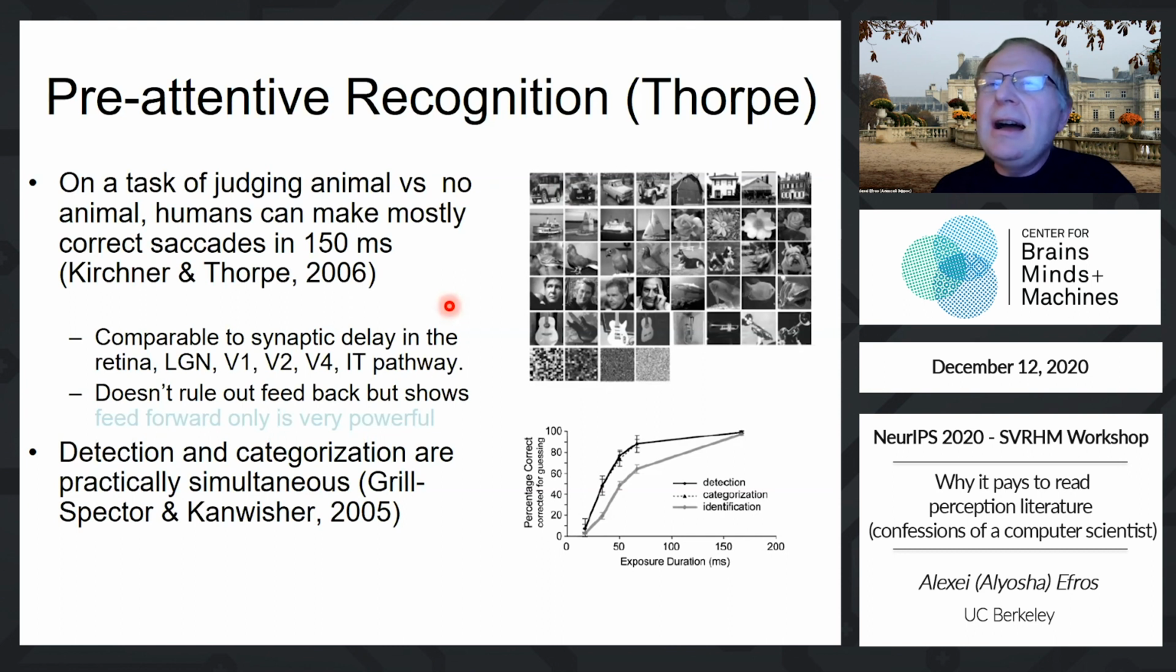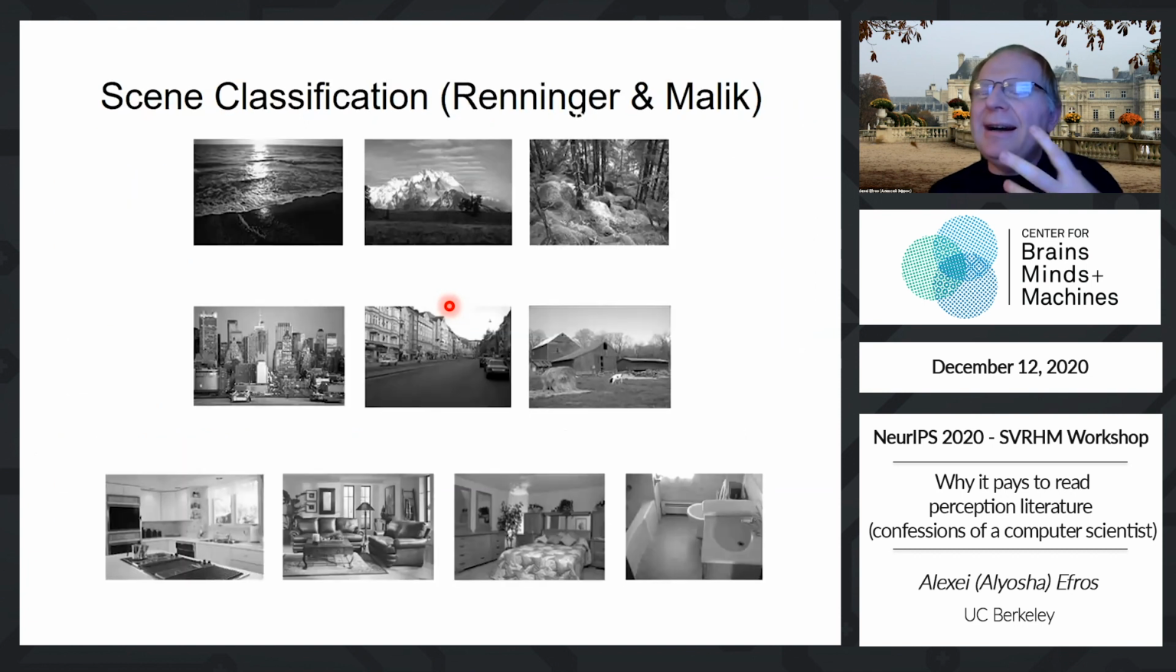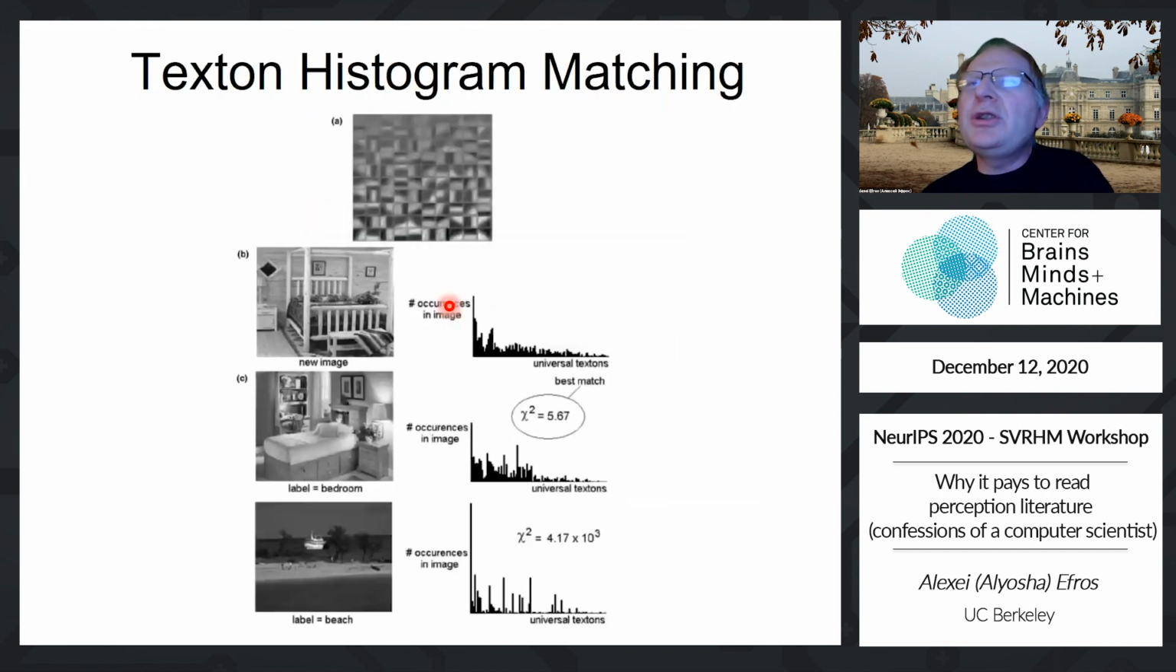And so there was already this feeling that there was something about texture processing that was more than meets the eye. And in my lab back when I was a grad student, Laura Walker Renninger and Jitendra Malik were looking at scene classification, and their idea was to do some really stupid texture discriminator.